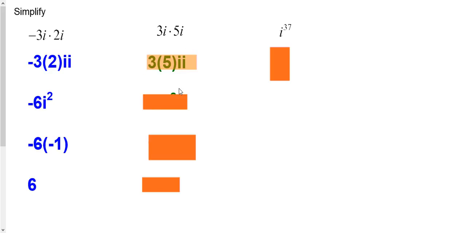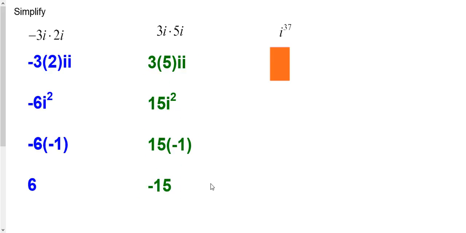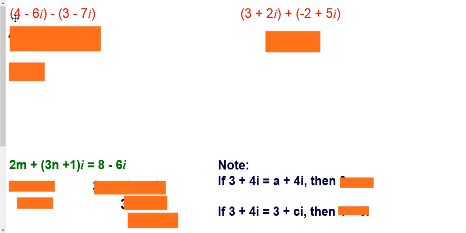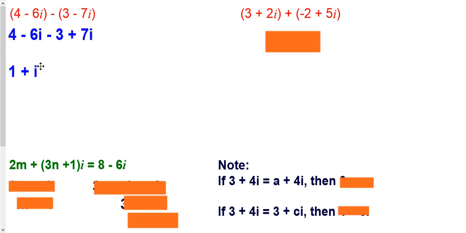Similarly with this one, multiply in any order you want. We get 15i squared, and we get negative 15. This one we just did on the previous page. So here, we're going to just go ahead and work this out just like we've done before with variables. So we'll have to go ahead and distribute our negative sign and then collect our like terms.